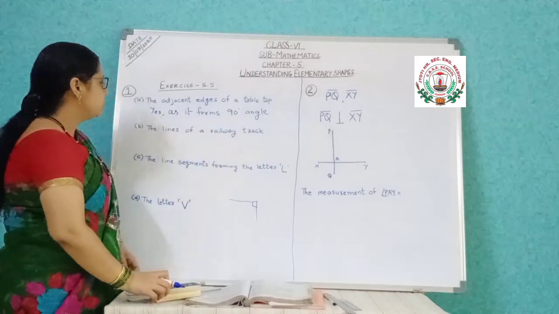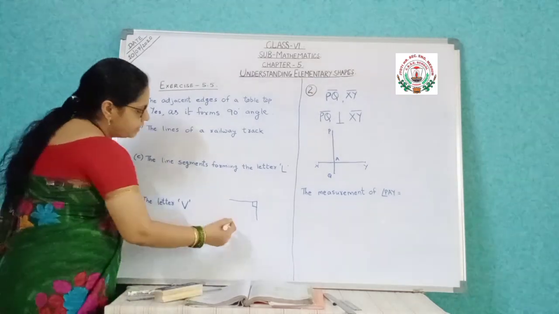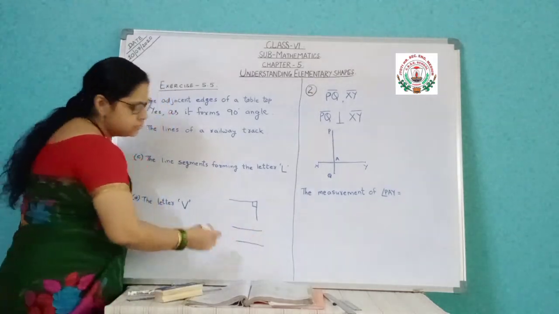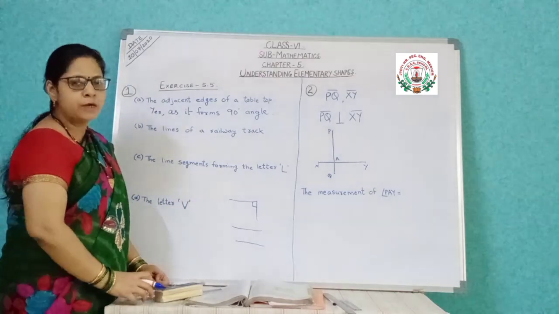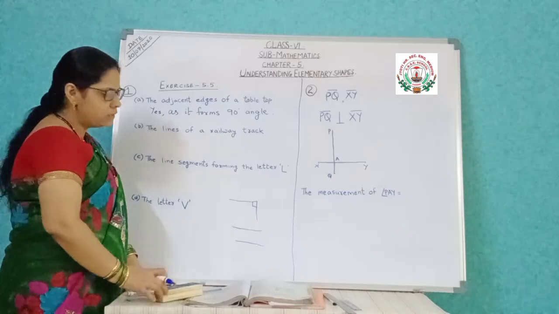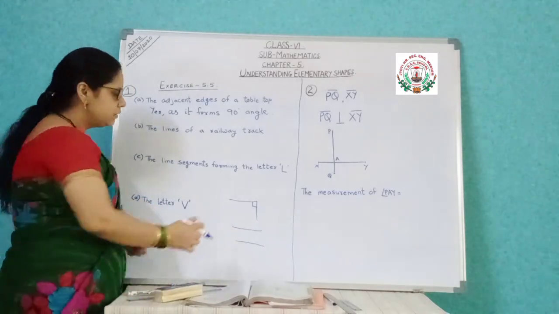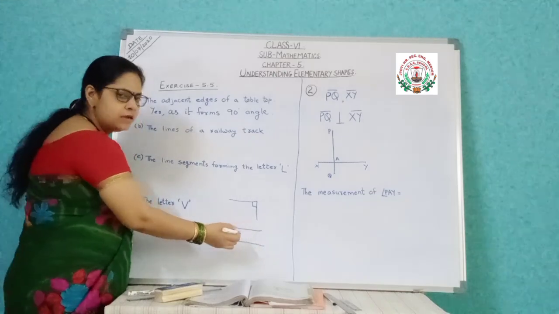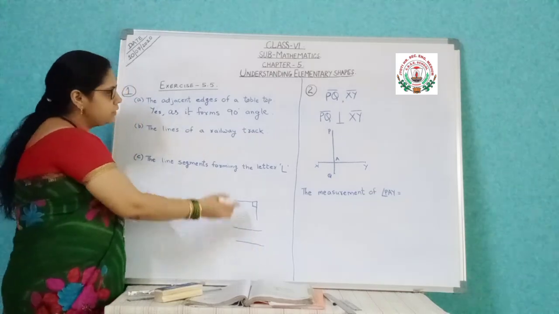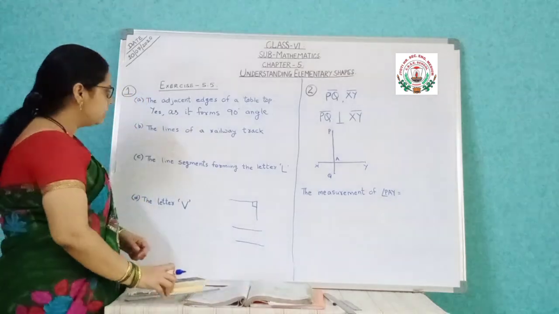So now the next one: the lines of a railway track. How is a railway track? Railway track is in this way. So does it form a pair of perpendicular lines? Are they perpendicular to each other? No, they are parallel to each other. Parallel lines we have seen in the previous topic. They never intersect. So as they never intersect, they are parallel lines. So it cannot form perpendicular lines. A model of perpendicular lines it cannot be.